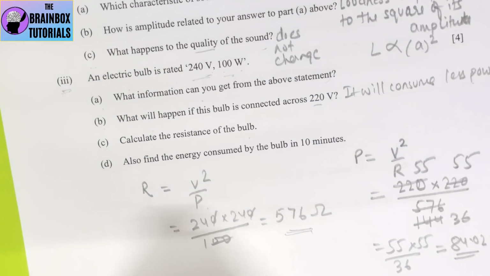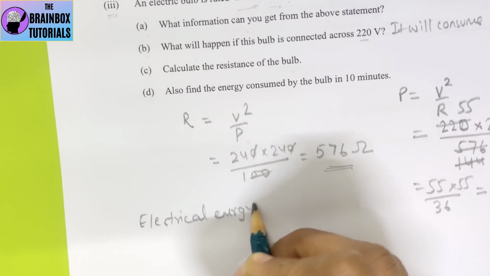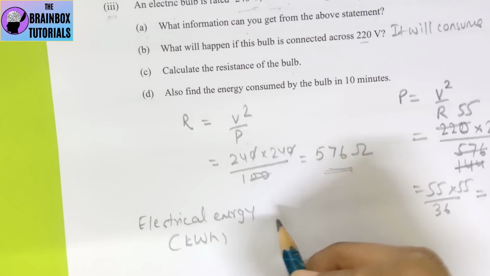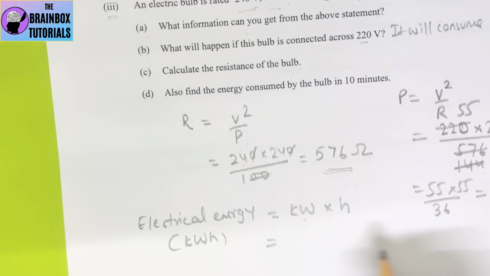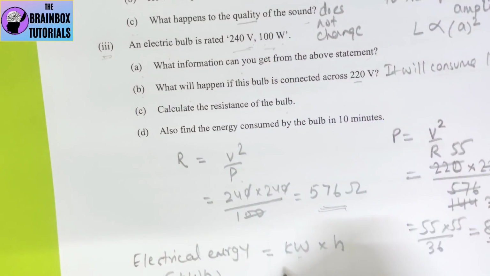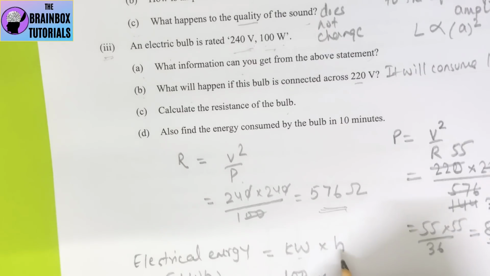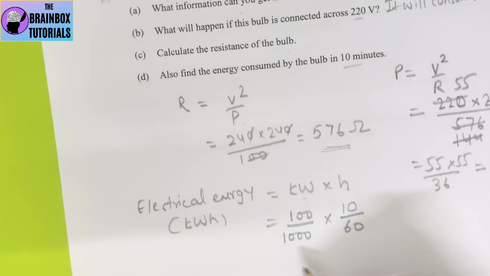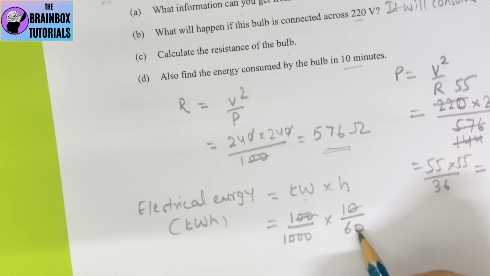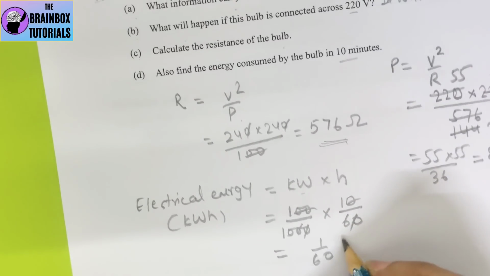See, so electrical energy, if we calculate it in kilowatt hour, the answer will be kilowatt into hour. Kilowatt, that is 100 watt is there. So 100 watt is converted into kilowatt, divided by 1000, into hour. Here 10 minutes, so 10 minutes is converted into hour, 10 upon 60. This is electrical energy in kilowatt hour. That means 1 by 60 kilowatt hour.